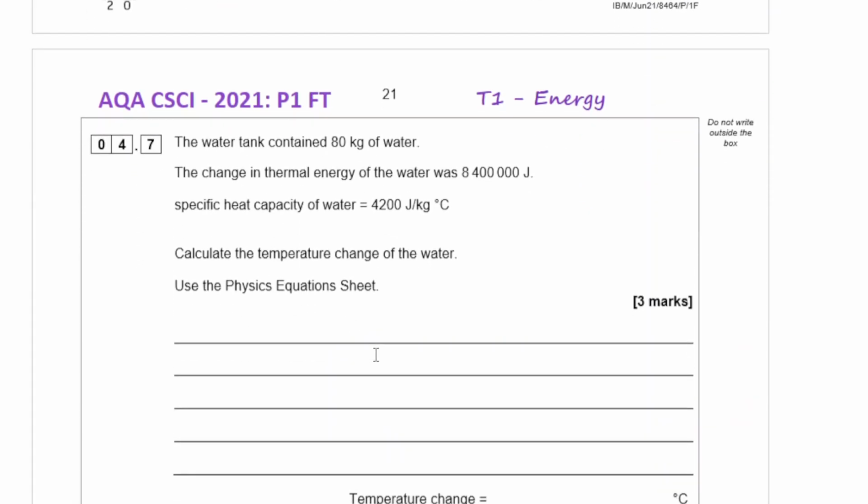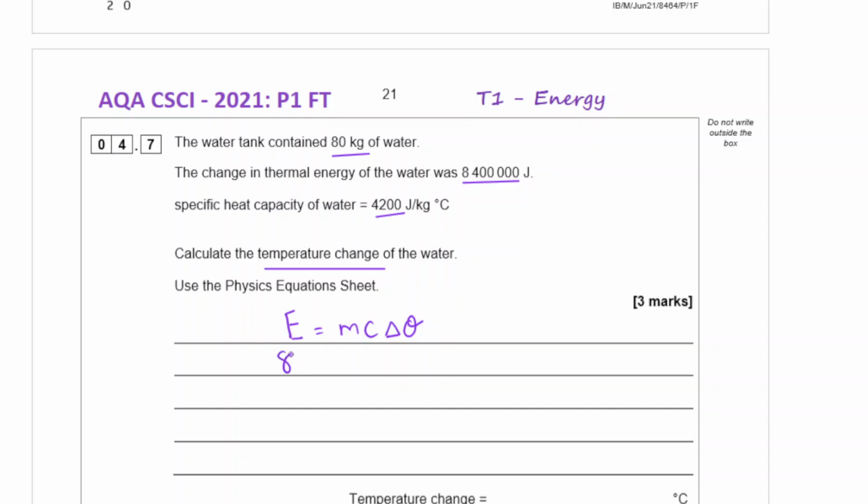The water tank contained 80 kilograms of water. The change in thermal energy of the water was 8,400,000 joules. Specific heat capacity of water is 4,200. Calculate the temperature change of the water. You have to use the physics equation sheet and you will find this equation. Energy transferred equals the mass multiplied by the specific heat capacity multiplied by the temperature change, which is delta theta.